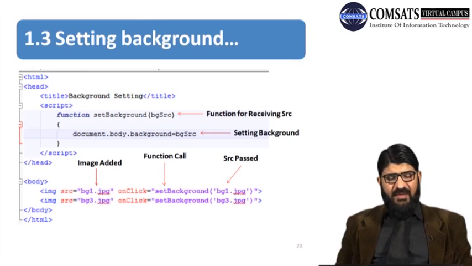The function is closed, the script is closed, the head tag is closed, the body tag is started, and two different images are referred. For image 1, the source is given from the local directory as bg1.jpg, and on click it will set bg1.jpg. The second image source is given as bg3.jpg. It is from the local directory as well, and on click, set background bg3.jpg will be applied. The body tag is closed and the HTML tag is closed.